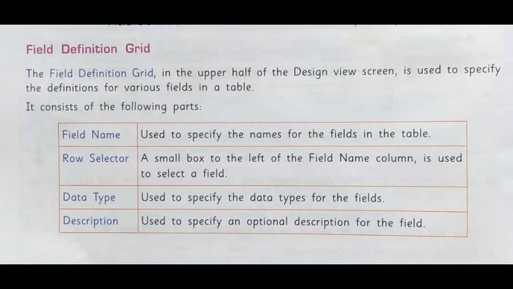It consists of the following parts: Field Name, used to specify the names for the fields in the table; Row Selector, a small box to the left of the Field Name column, is used to select a field; Data Type, used to specify the data type for the fields; Description, used to specify an optional description for the field.